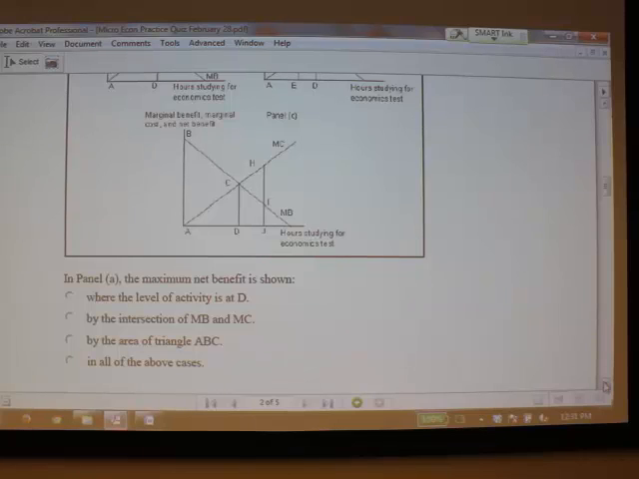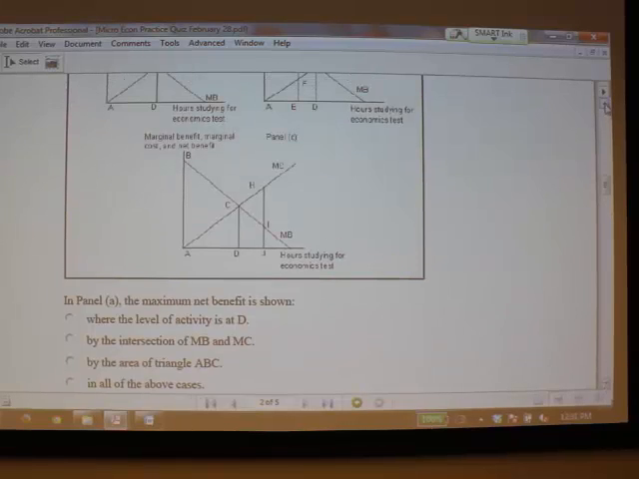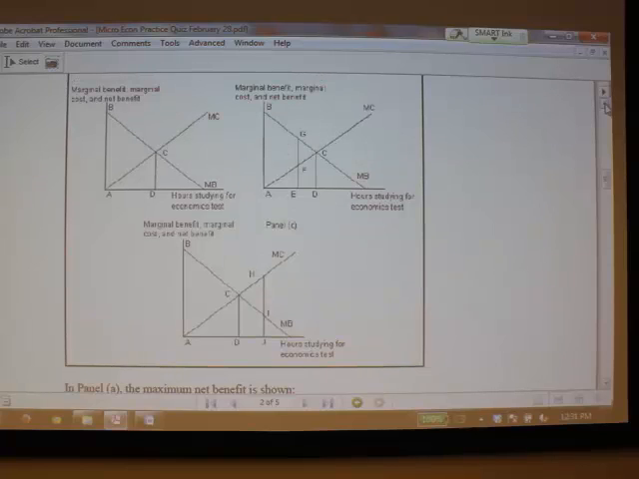In panel A, the maximum net benefit is shown. Which of these is true? Where the level of activity is at D. Is that true? So here, the level of activity is D. And that means this is the equilibrium. Can we do better?